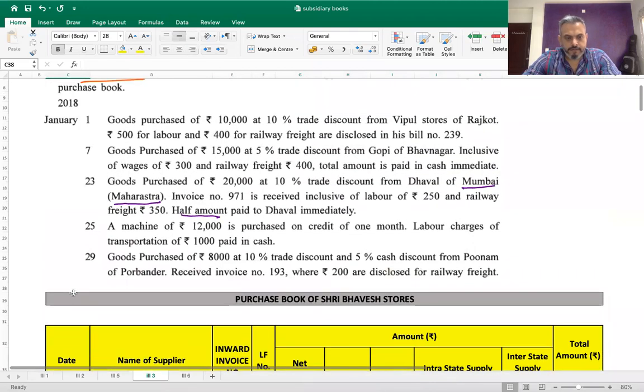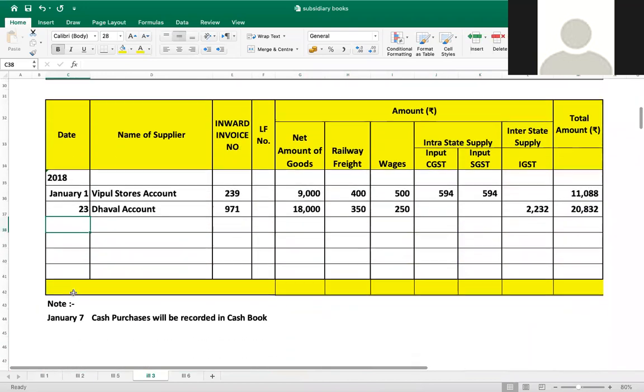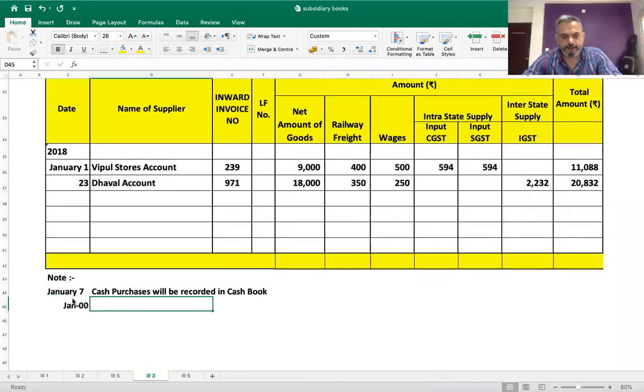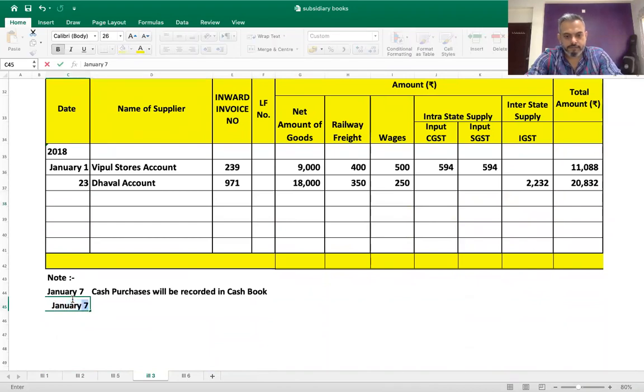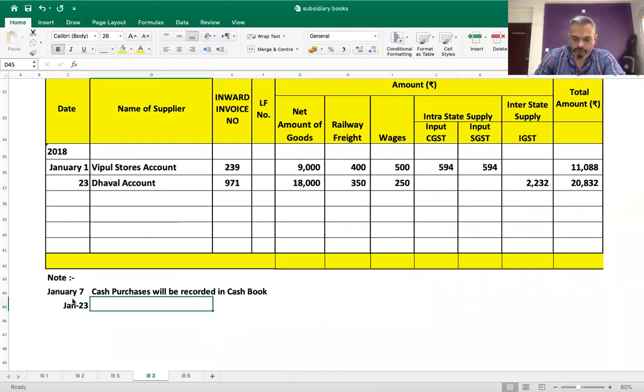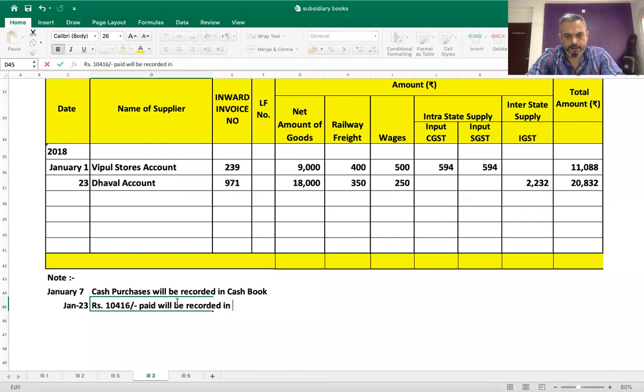Next. Sir, should we not write half amount paid in notes? Okay, 23rd in notes. Half amount, so 20,832 divided by 2, 10,416. Payment will be recorded in cash book.